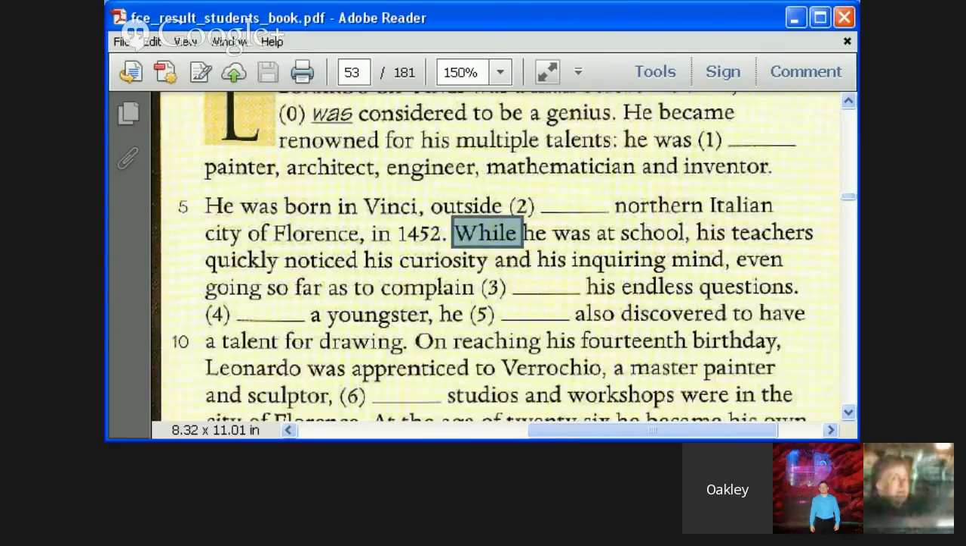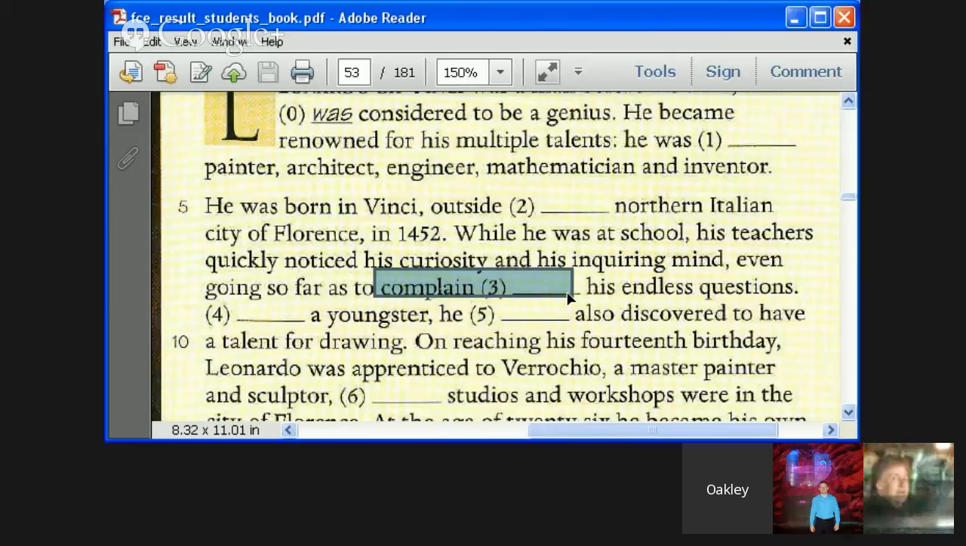Very good. Okay, Alexei, from while. While he was at school, his teachers quickly noticed his curiosity and his inquiring mind, even going so far as to complain with his endless questions. Period. Okay. Complain with. I think that's right.